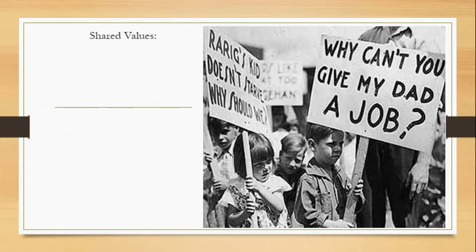Shared values. When a photo like this is taken, the photographer is trying to appeal to you, the viewer, or to his audience. And he's appealing to what would be considered shared values, things that we can look at and relate to because they are the same in our own lives. So some of the shared values in this photo could be family. Most Americans are a part of some form of family, and I see that this is children and then dad. So that's a shared value.